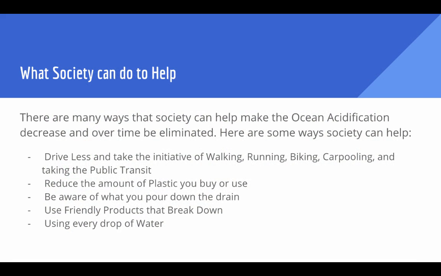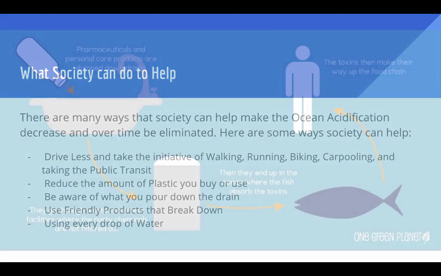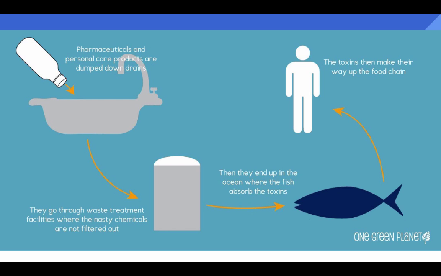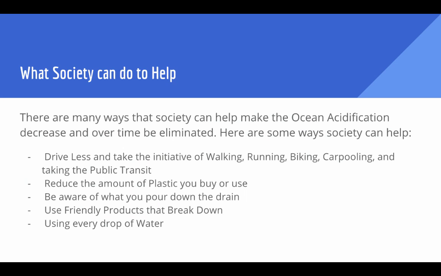They can be aware of what they pour down the drain, for you never know where that drain leads. It could lead to waste treatment, which puts nasty chemicals into the filtering system, which we drink, or it can lead to the ocean and be absorbed by fish, and then we eat fish also. It always makes its way back up the food chain, to the top of the food chain.